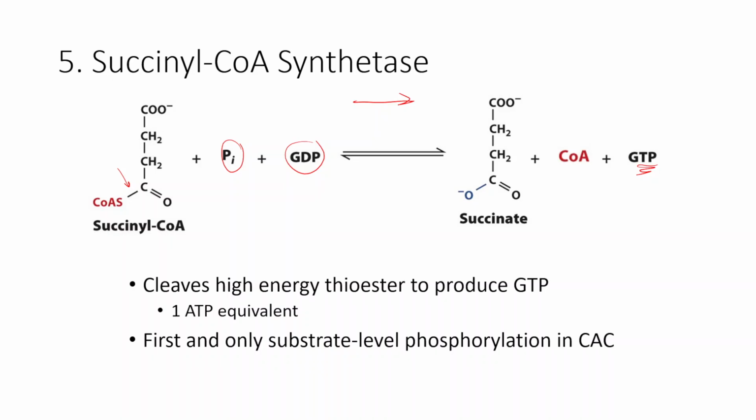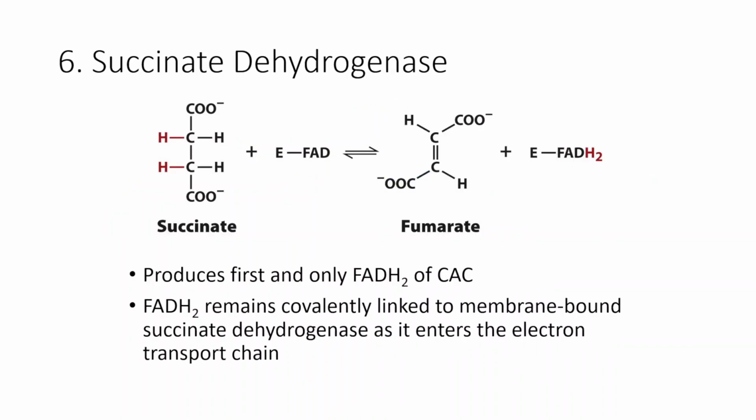So now that we formed succinate, we are ready for the sixth reaction in the citric acid cycle, which is catalyzed by succinate dehydrogenase. Once again, dehydrogenase, we know we're catalyzing a redox reaction. This reaction is going to use our other common electron carrier, which is FAD. And this is the only FAD that gets reduced to FADH2 during the citric acid cycle.